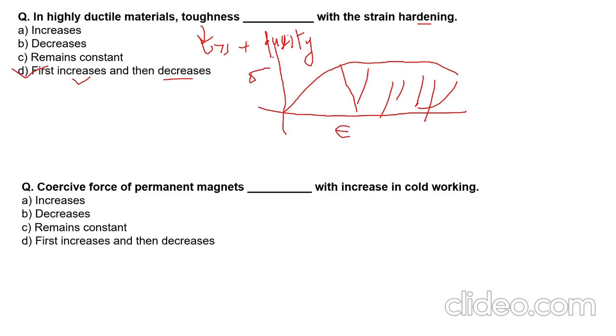We have another question that says cohesive force of permanent magnets dash with increase in cold working, whether it increases, decreases, remains constant, first increases and then decreases. This question is to understand the direct application of deformations. What do you understand from deformations? You understand that you are creating deformations, increasing the strength of the material, relieving the stresses, because you want to work on the material, right?